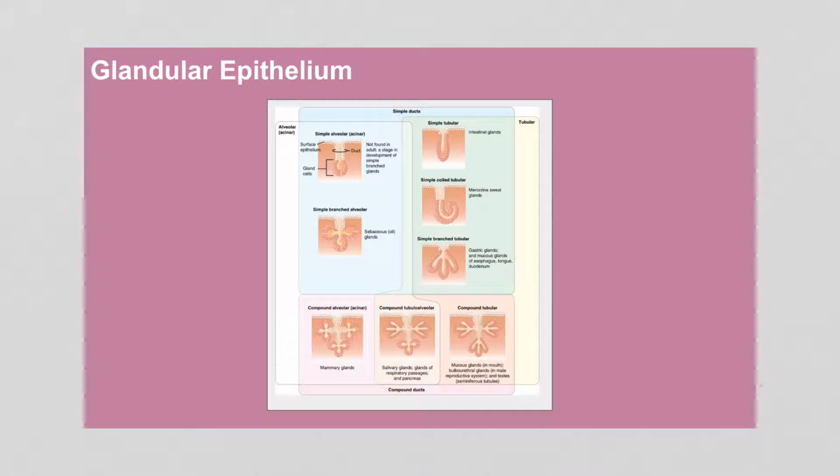Epithelial tissue also folds in, forming glands. We have two different types of glands in our body: endocrine glands and exocrine glands. Endocrine glands are ductless glands that secrete hormones by exocytosis directly into blood or lymph. Exocrine glands have ducts, and they secrete their products onto the surface of the body or into body cavities.